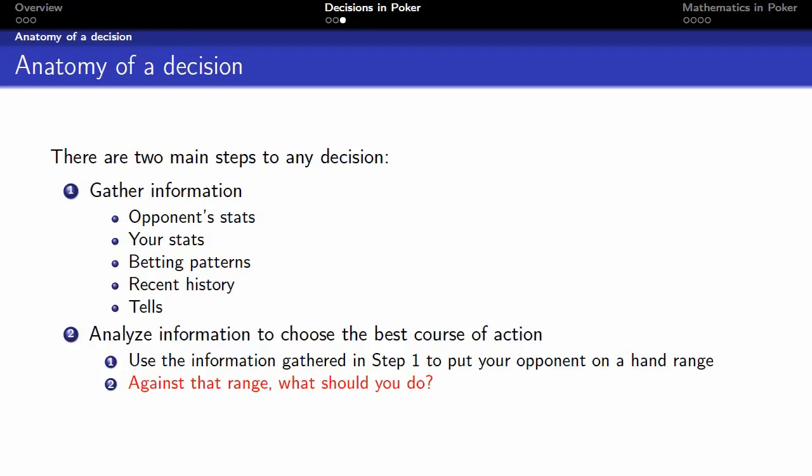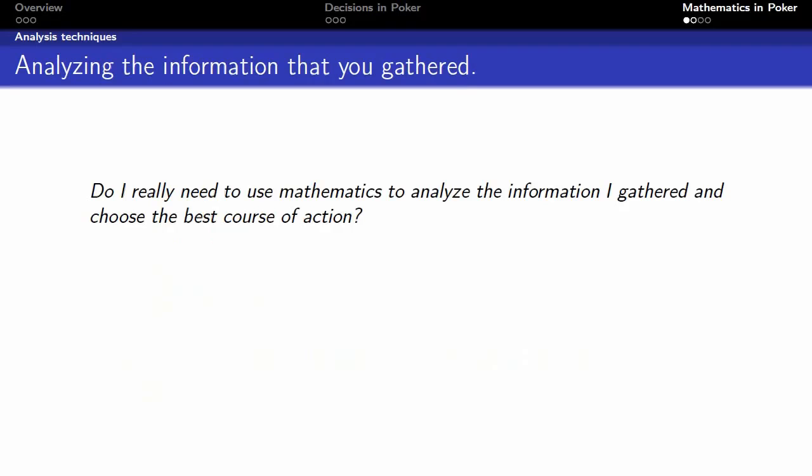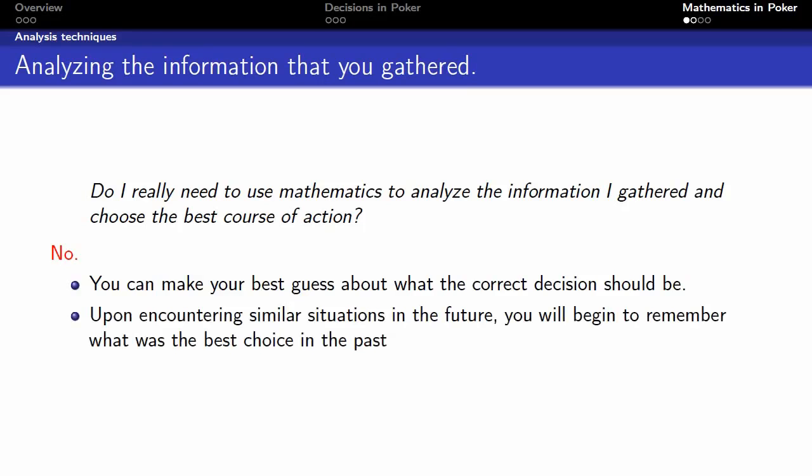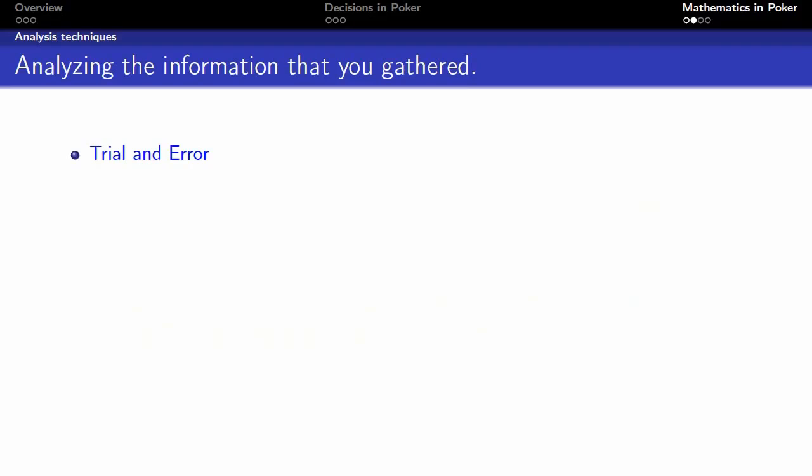So, analyze your decision. Now the first question is, do we actually really need to use mathematics to analyze this information and choose the best course of action? And the answer is no, you don't. You could choose to make a best guess about what the correct decision should be. And then over time, you will have encountered that situation often enough that you'll start to become familiar with what was the right choice in the past, so what should be the right choice in this current situation. Really, you can use trial and error to actually work out what is the best choice.